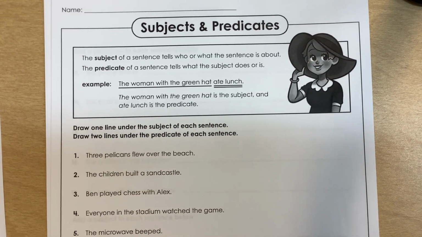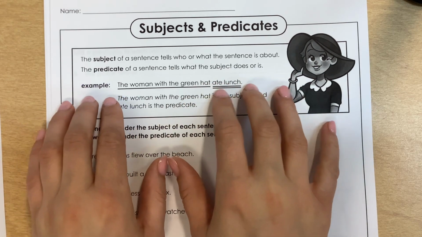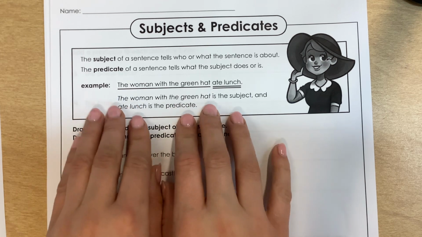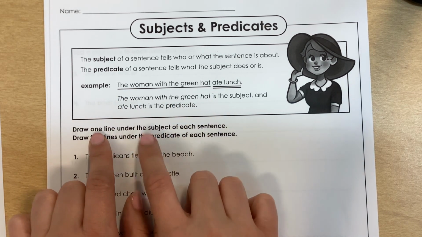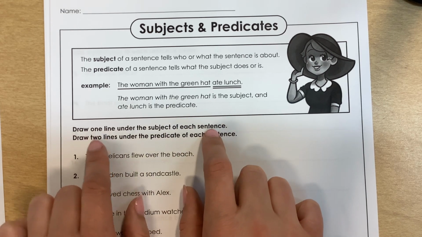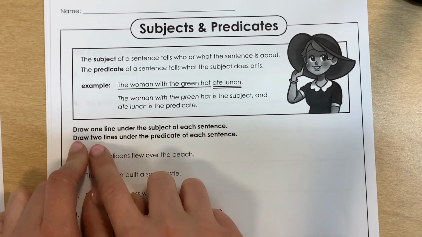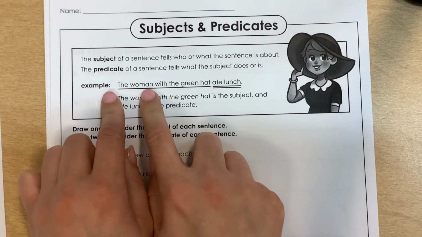So now we have some close reading to do with the subjects and predicates. Close reading is when you read the sentence or you read the paragraph, the text, and you have tasks to do that match with what you need to do. So what we need to do here is you're going to draw one line under the subject of each sentence and then you're going to draw 2 lines under the predicate. So here's our example.